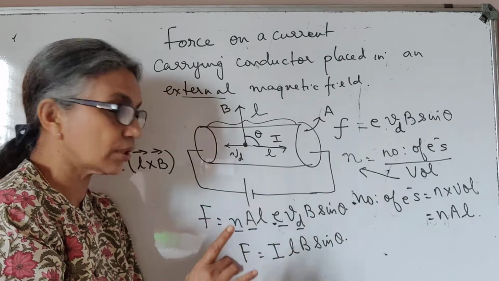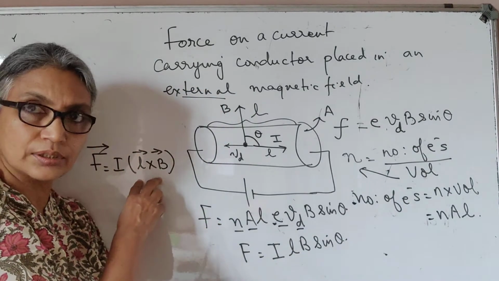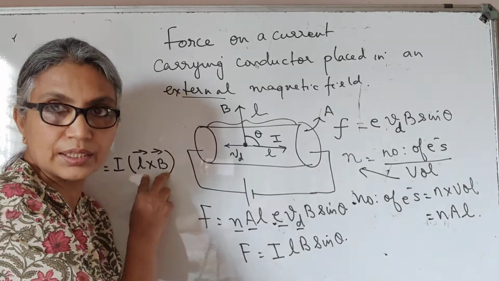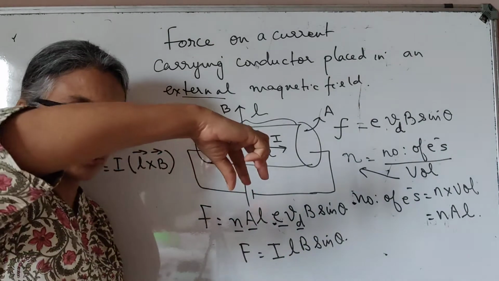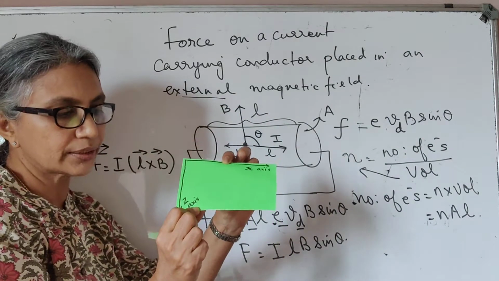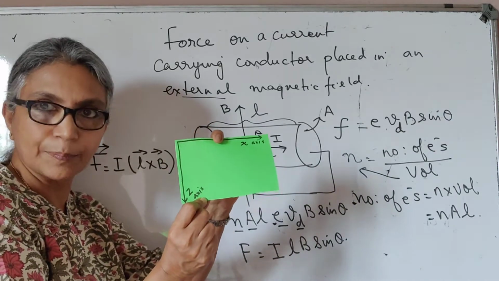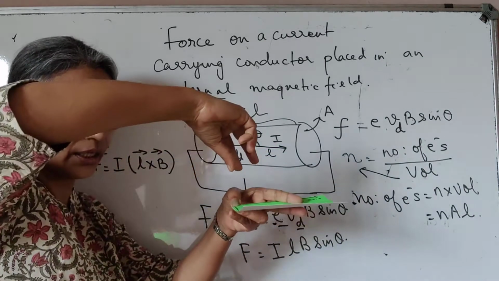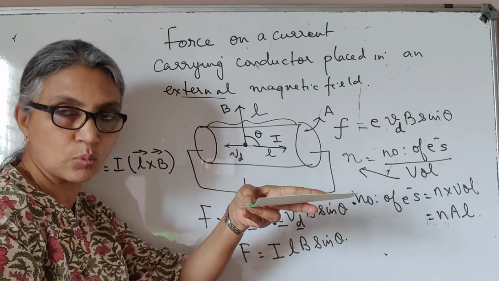Another important thing is to note the direction of the force experienced. Force experienced is given by the cross product. Cross product, what does it tell you? The force vector will be perpendicular to the plane containing L and B. And as you turn from L to B, if you are turning in the clockwise direction, for example, let's say L is along the x-axis and B is along the z-axis. Then perpendicular to X and Z you will have the y-axis. So force will be along the y-axis. Since you are turning from L to B in the clockwise direction, the force will be along the negative y-axis.